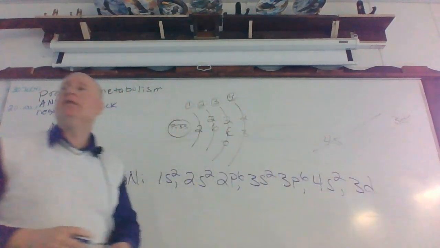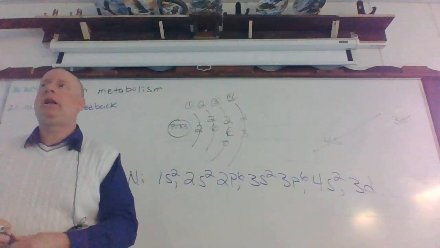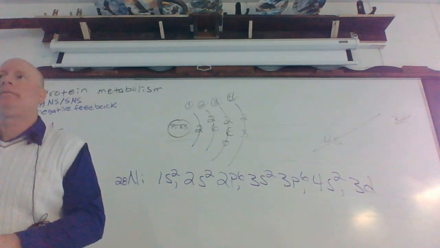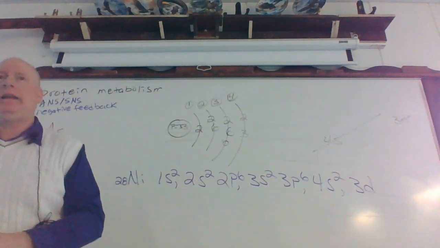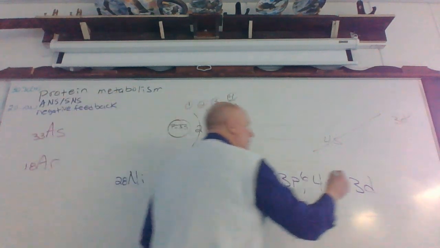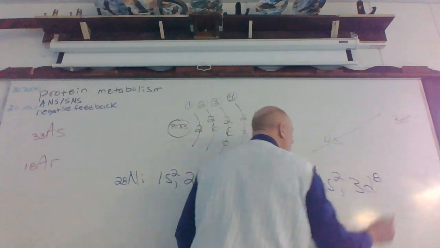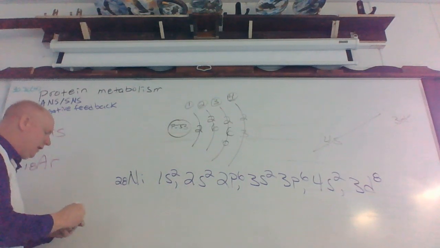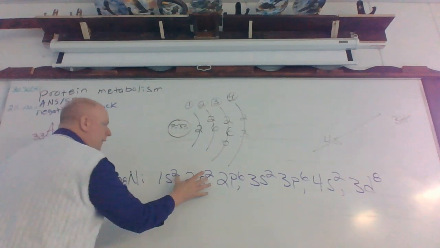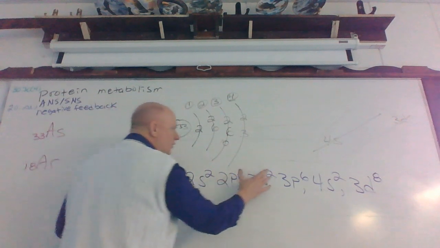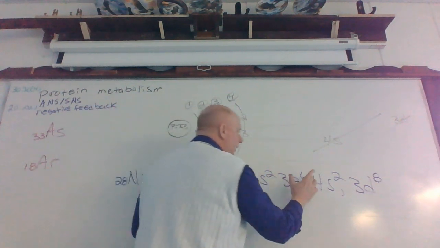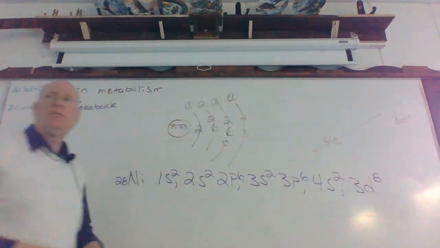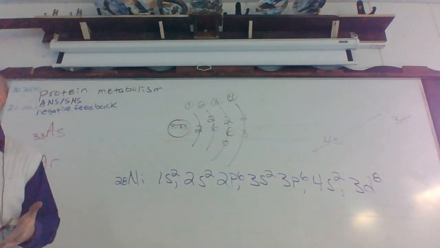What column is nickel in the D block only? Not 10. 8. Okay? So now we're supposed to get 28. Well, let's see if we can. We've got 4, 10, 12, 18, 20, 28. So that's got to be right.